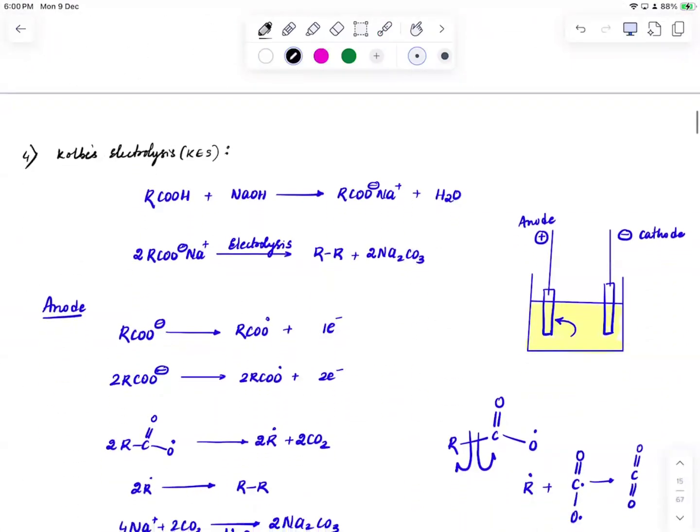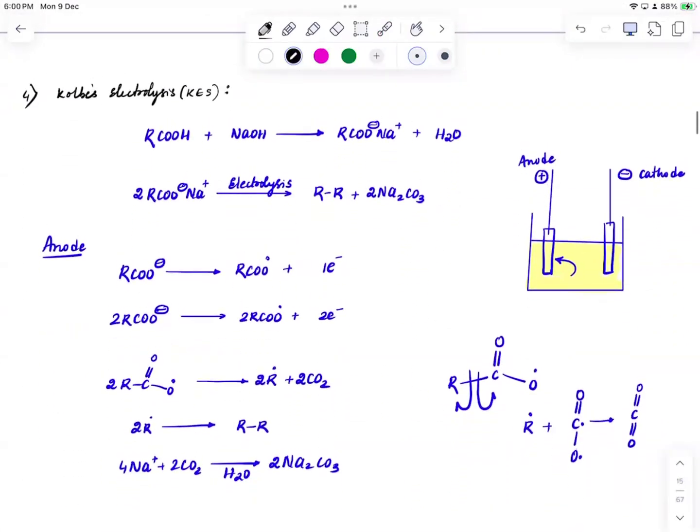Yeah. Now, next, check out Kolbe electrolysis, the fourth important process. Kolbe electrolysis is about making an acidic salt into alkanes by coupling. Imagine I make an acid and base reaction to make a salt, sodium salt or potassium salt or anything. Then this salt, when you electrolyze it, you will get alkane and Na2CO3.